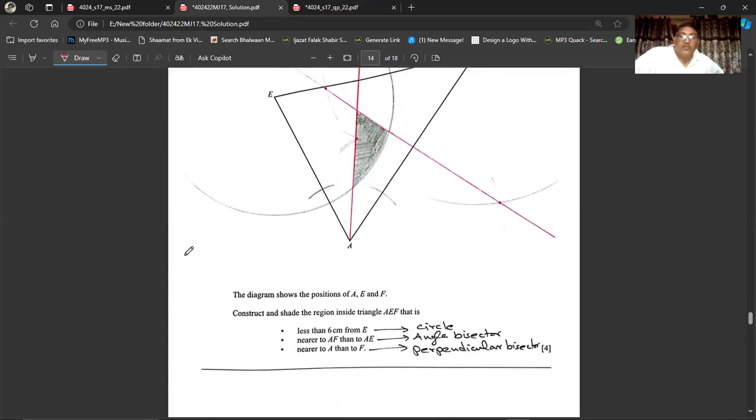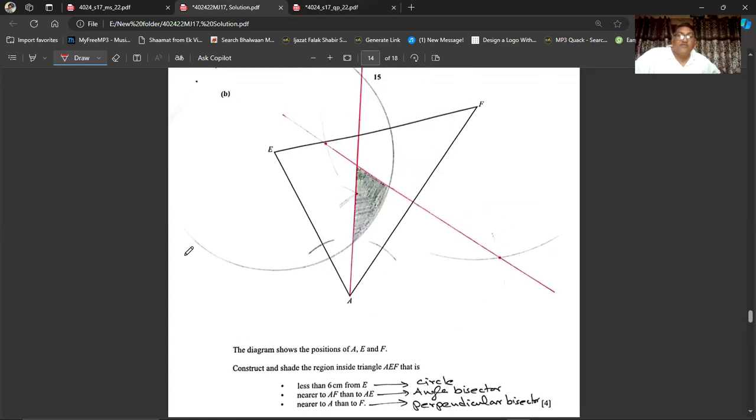Then they say nearer to AF than to AE, so we will have to draw the angle bisector of A. I put my compass here and draw an arc on this arm of that angle. Then I put my compass here and draw an arc. Then I take this as center and draw an arc here. Where these two arcs intersect, I join it with the vertex A. So this red line is the angle bisector of the angle EAF.